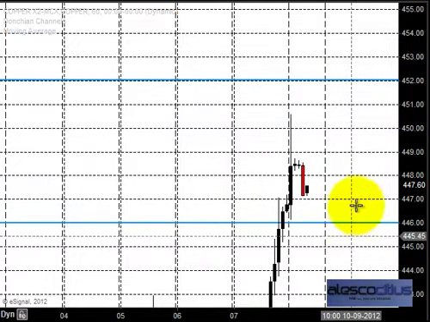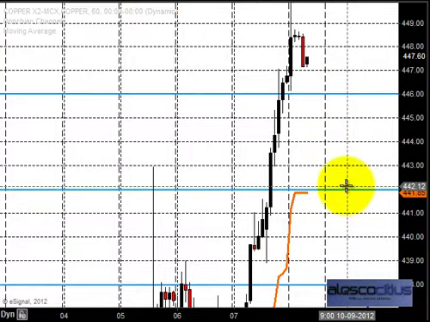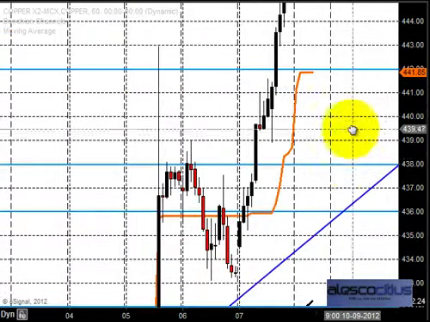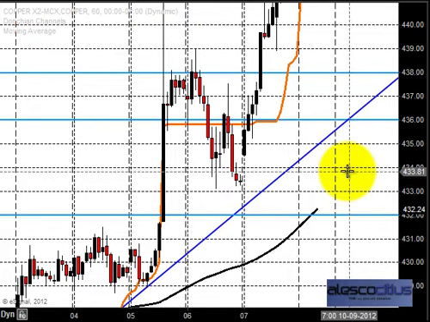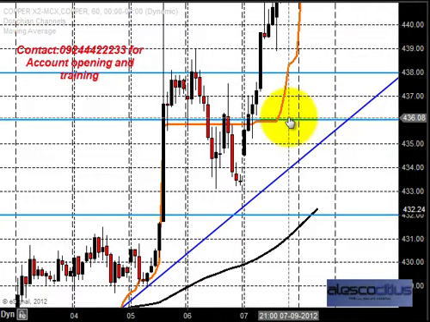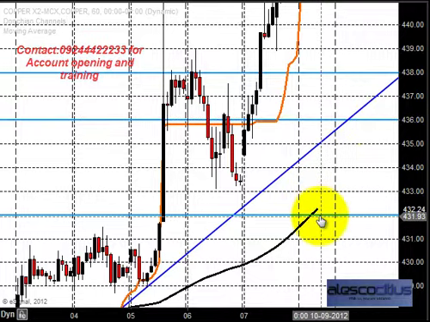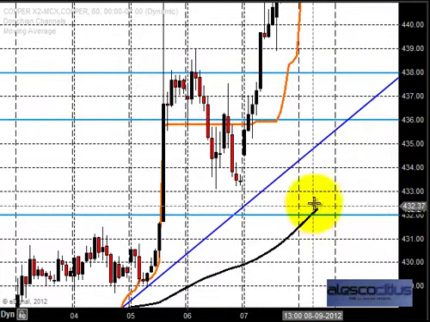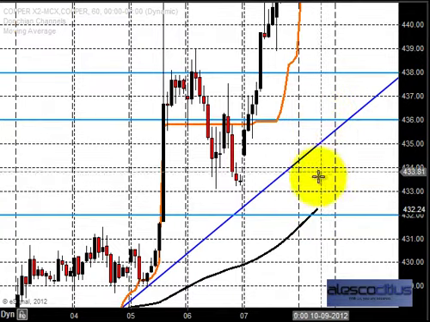Again, the expected support zones we had marked are 426, 422, 438, 436, and copper is expected to stay in line with the trend till 436. Till 436 you can go for buying, but the average shows that till 432 it is good for buying. To protect our profit, we had increased our stop loss to 436.